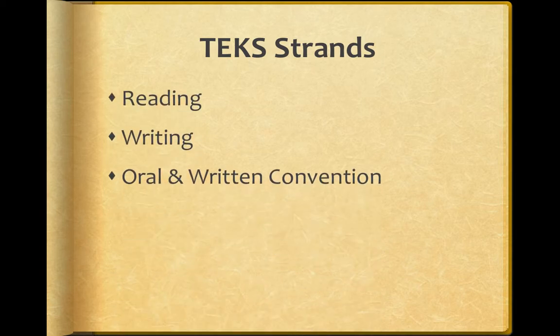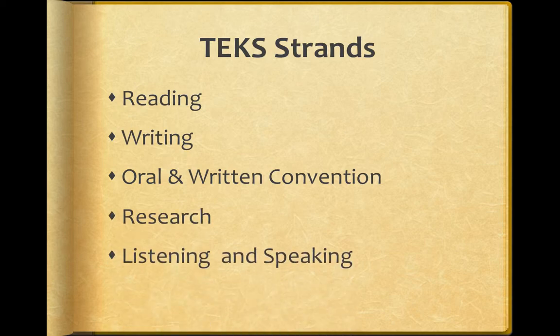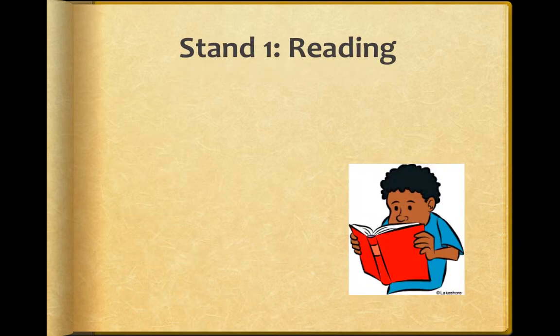There are 5 TEKS strands. These involve reading, writing, oral and written convention, research, and listening and speaking. There is also figure 19. Let's start with the first one, reading.